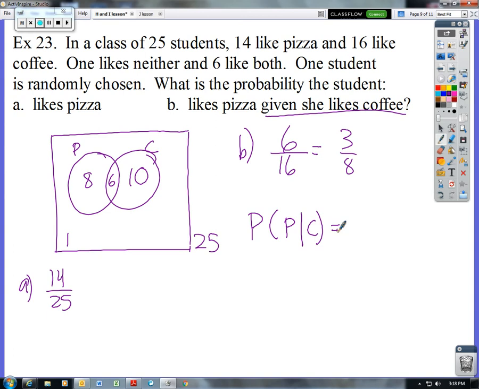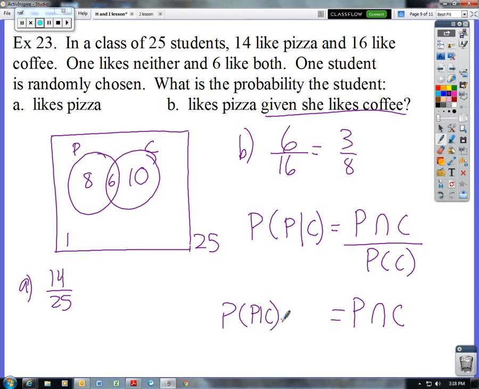So the formula, the probability they like pizza given they like coffee is, here, let's just kind of discover it. 6 is on top. 6 is the intersection of P and C. So P intersects C. And then on bottom, we had 16, which was the probability of coffee. And oftentimes they'll solve for the intersection, and you'll see it written P intersects C is the probability of P given C times the probability of C. So you'll see it written both ways. To me, this first one is intuitive, the second one not so much.